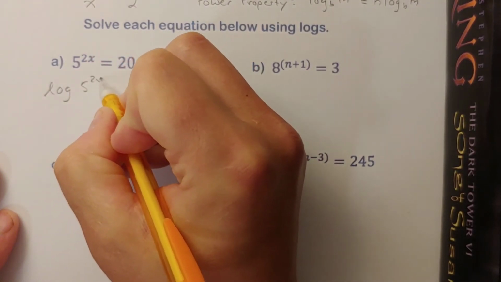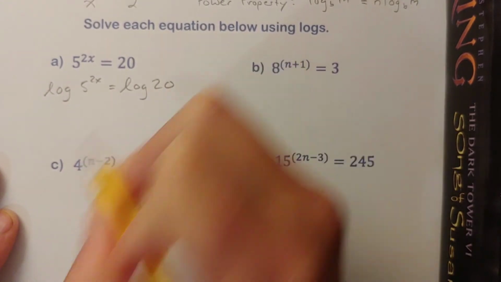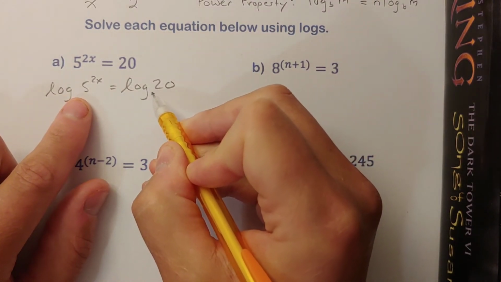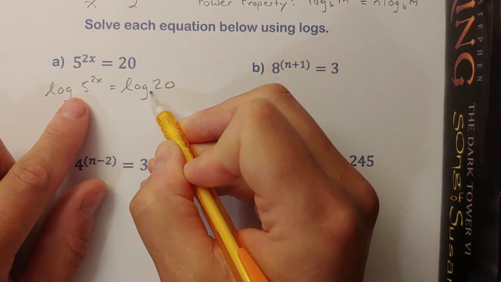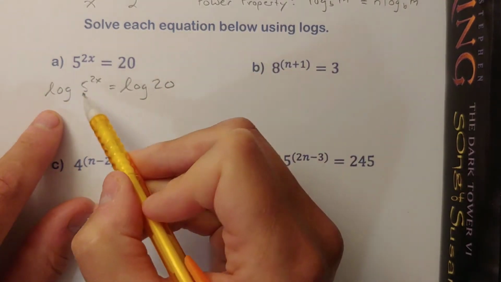So I'm going to take the log of the left side and rewrite this as log of 5 to the 2x equals log of 20. I'm just using log base 10, but I could really choose any base that I want. But I'm using base 10 because that's what's in my calculator. Now look what happens.